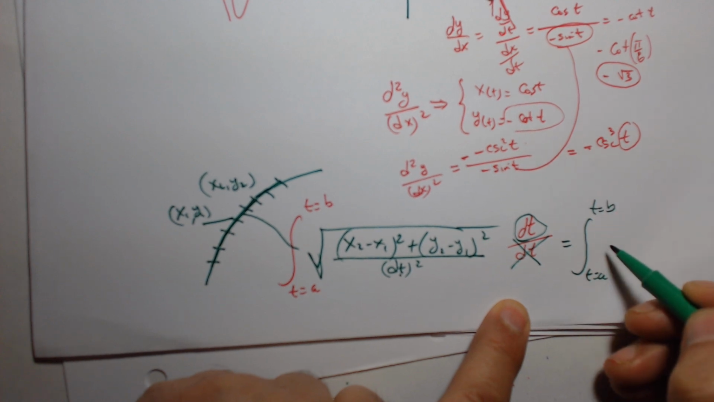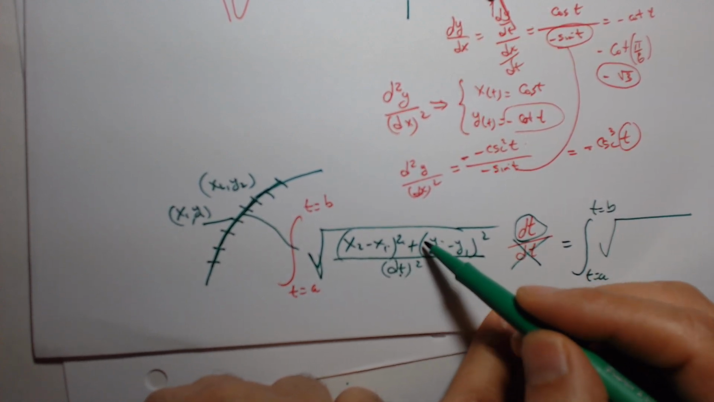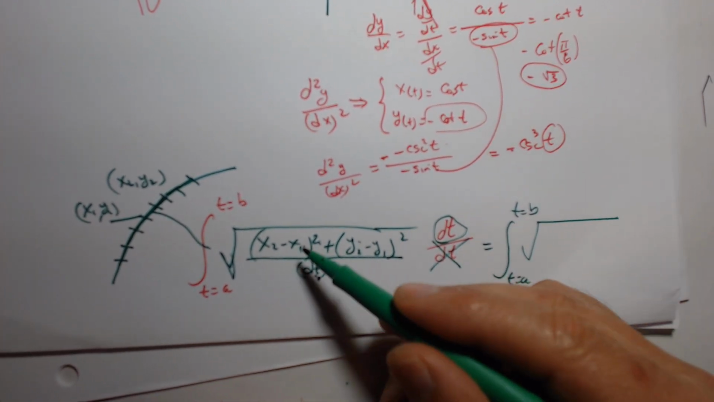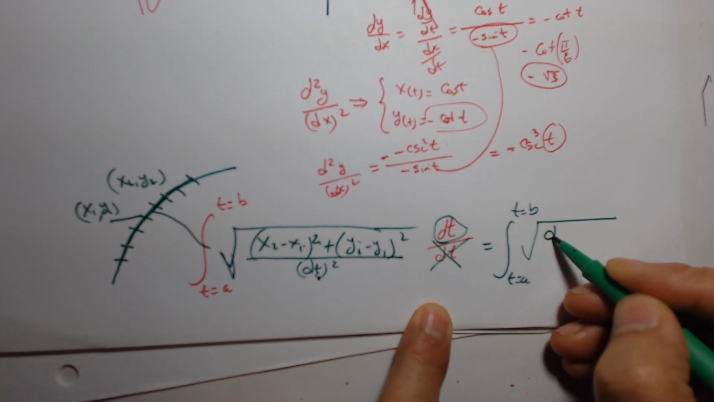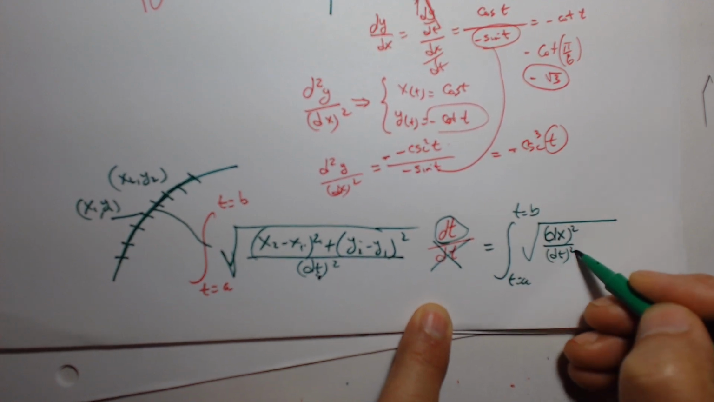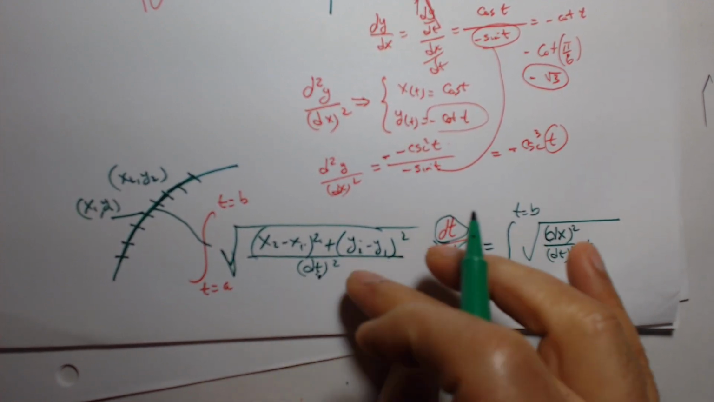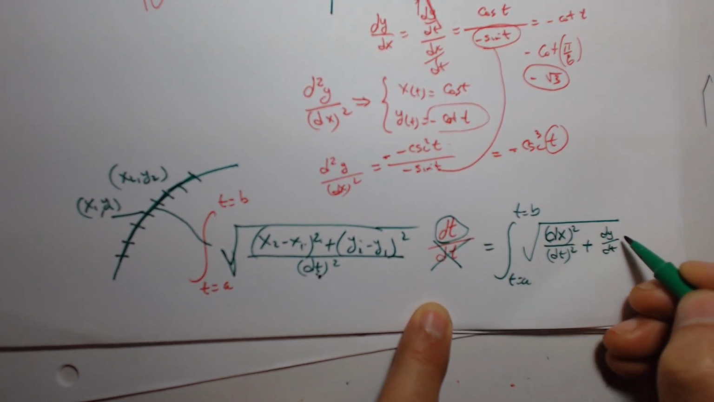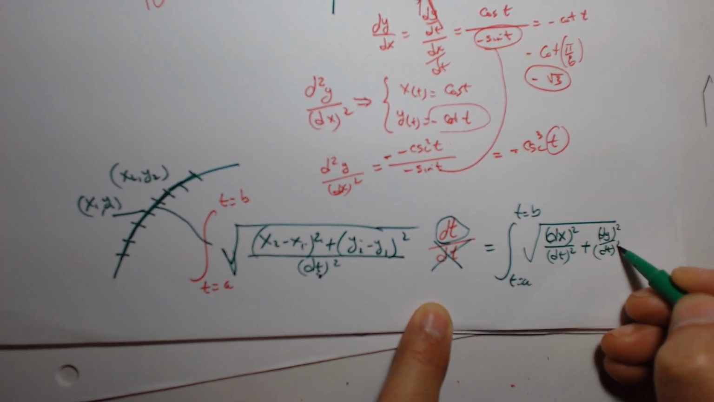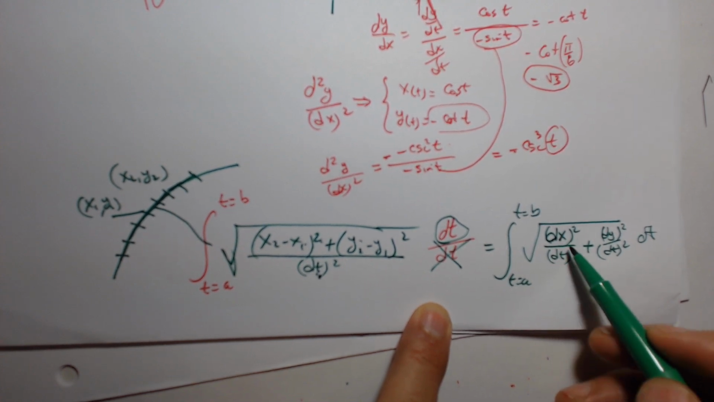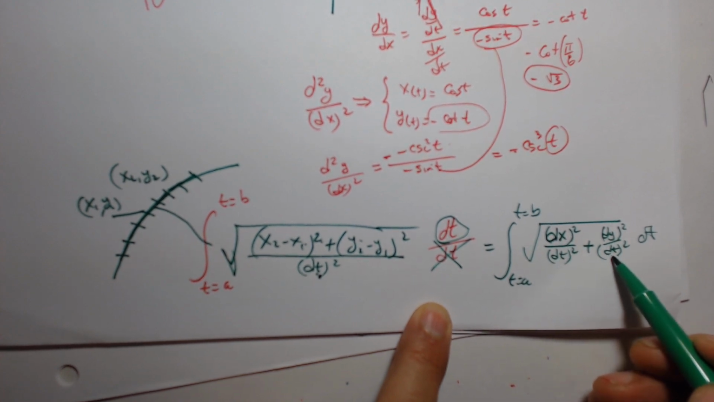Inside the radical is a sum over a common denominator. I can decompose it. I write x2 minus x1, the change in x, squared over dt squared, plus, decomposing this fraction, y2 minus y1 is dy, dy squared over dt squared. Then this is nothing except the derivative of what? The change in x is the derivative of x with respect to t, and the derivative of y with respect to t.